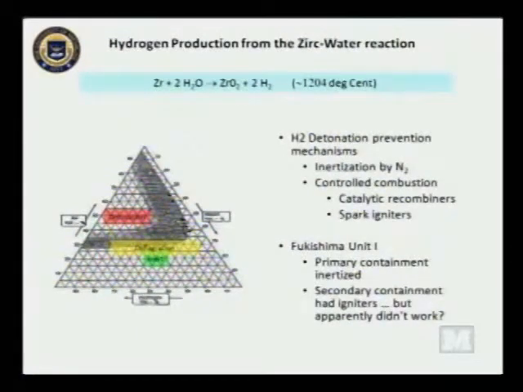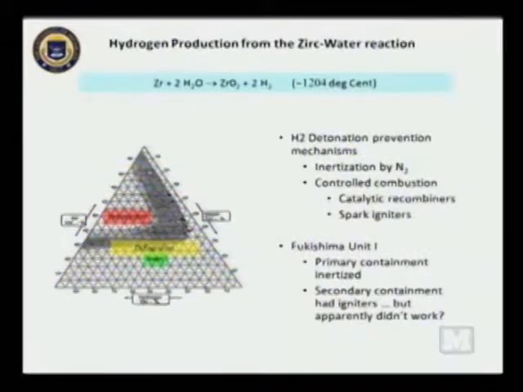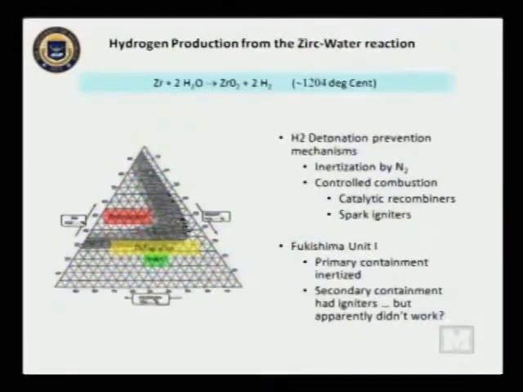If we're down here, we're okay. It's when we get into this regime here that we become concerned. Well, this has been something that people have anticipated. And hydrogen detonation prevention mechanisms: first, inertization by nitrogen. In fact, that one existed in the primary containment of Fukushima. After that, controlled combustion of the hydrogen, catalytic recombiners, basically producing water, or spark igniters. The secondary containment had igniters, but apparently they didn't work.